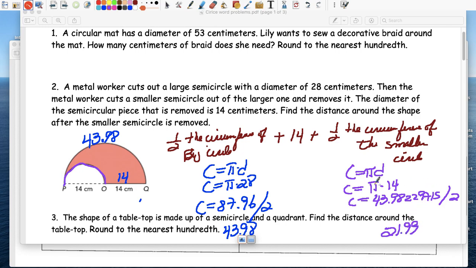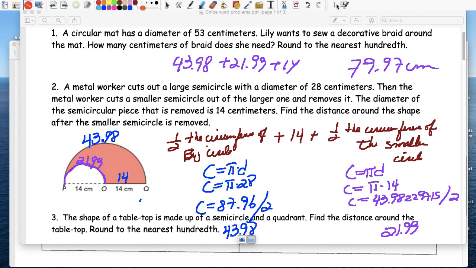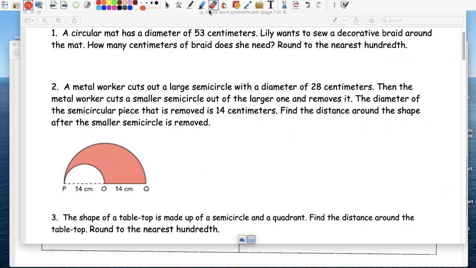So if you want to find out how much you walked, let me put 21.99 over that stretch, and you add all three numbers. So we get 43.98 plus 21.99 plus 14. Enter. Final answer, 79.97 centimeters. All right, moving along.